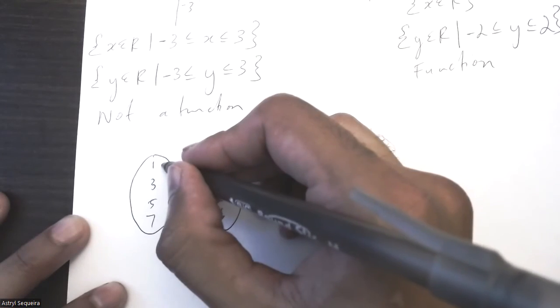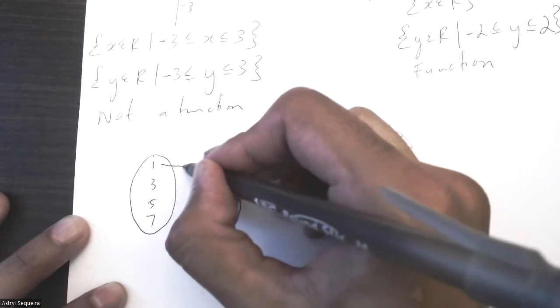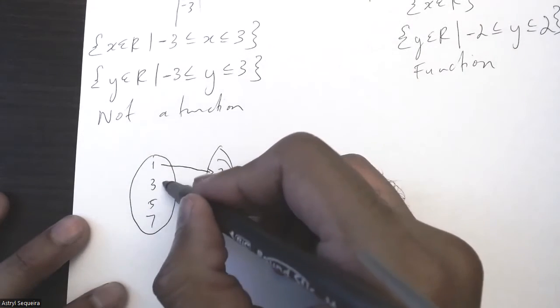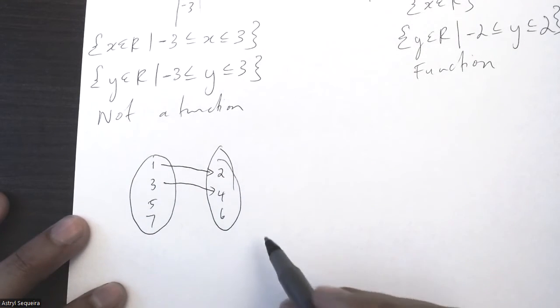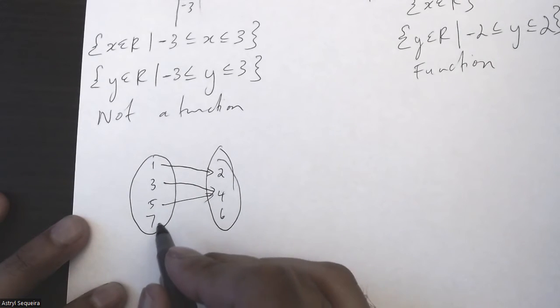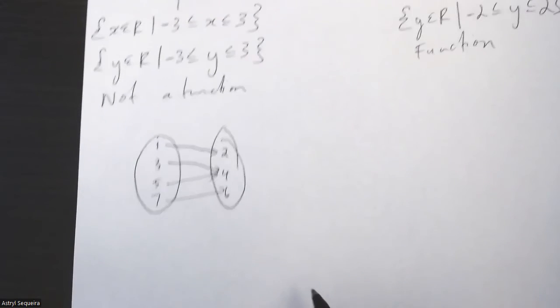And then to create points, they have arrows. So my first point is 1, 2. My second point is 3, 4. My third point is 5, 4. And my fourth point is 7, 6.